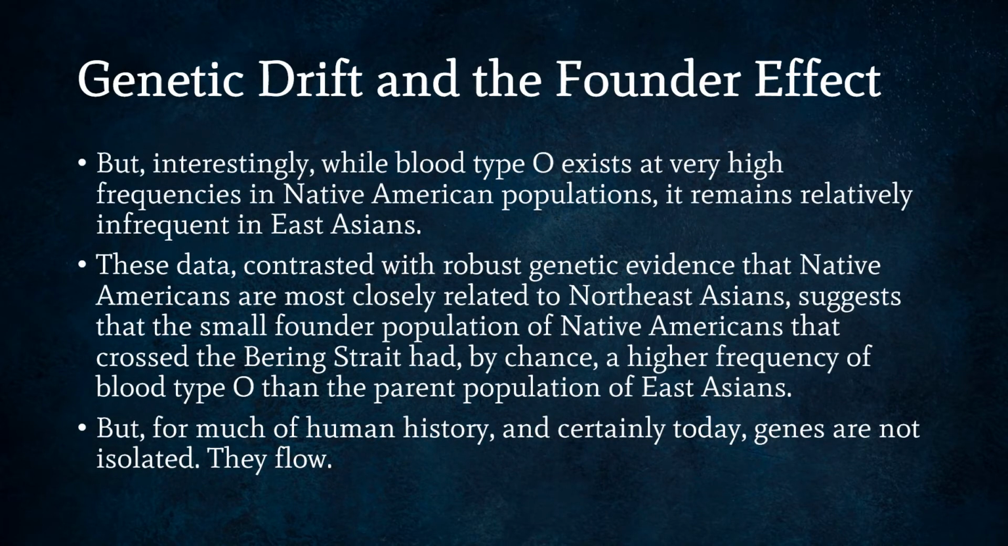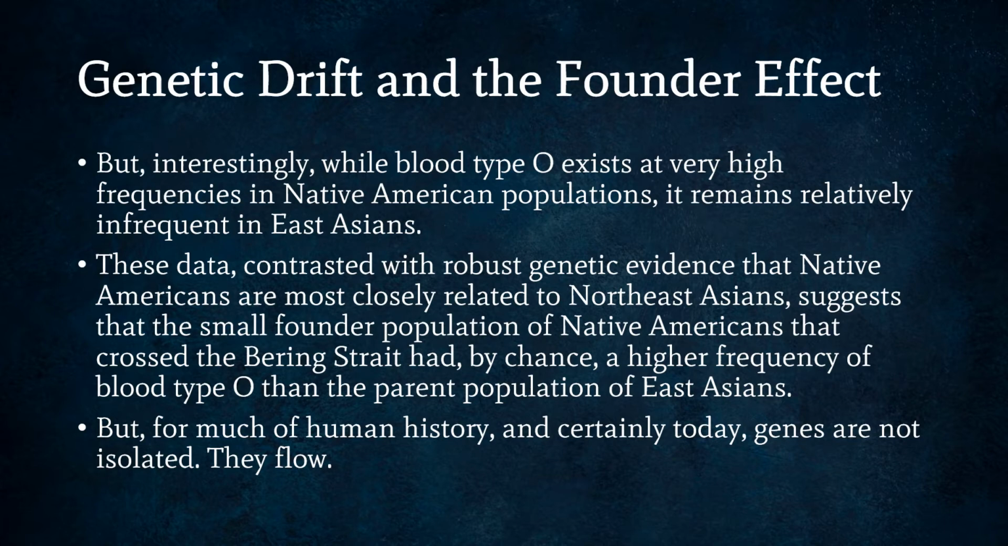As I said, while blood type O exists at very high frequencies in Native American populations, it remains relatively infrequent in East Asians. These data, contrasted with robust genetic evidence that Native Americans are most closely related to Northeast Asians, suggest that the small founder population of Native Americans that crossed the Bering Strait had by chance a higher frequency of blood type O than the parent population of East Asians.